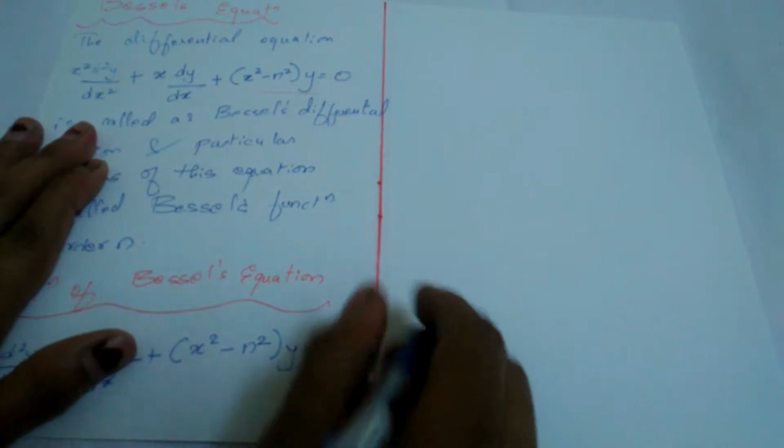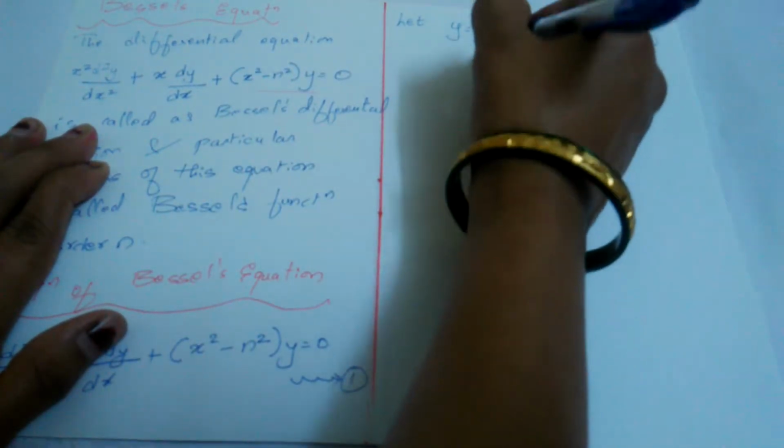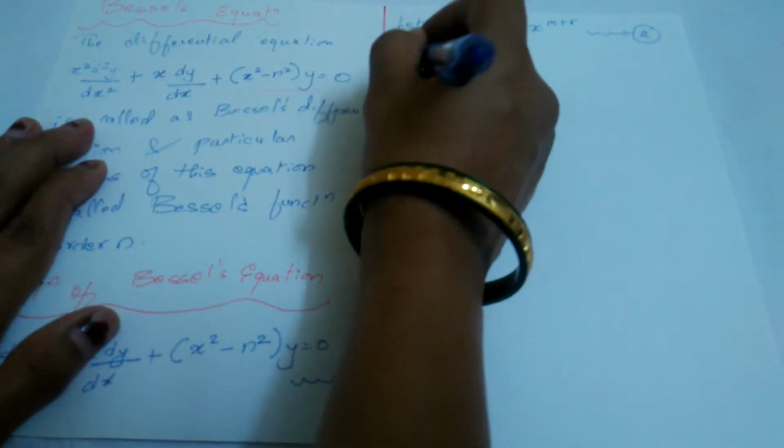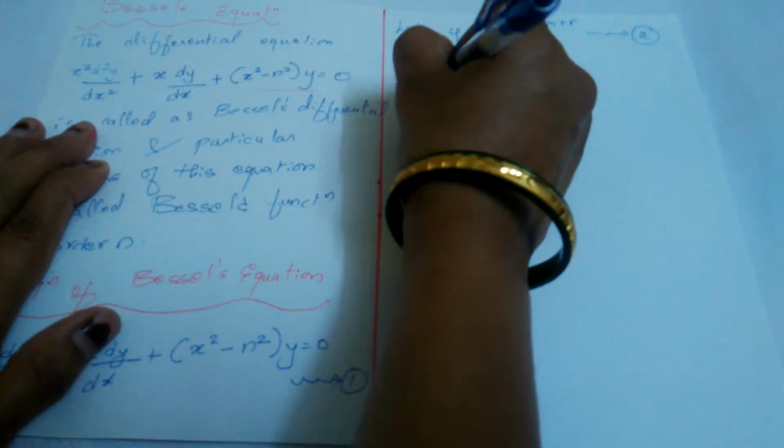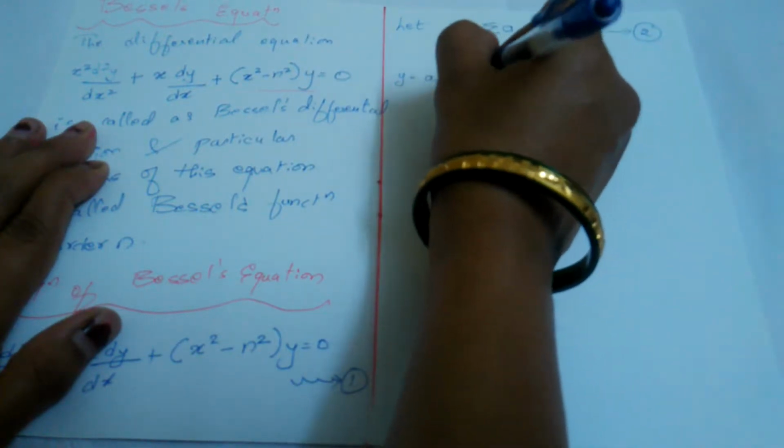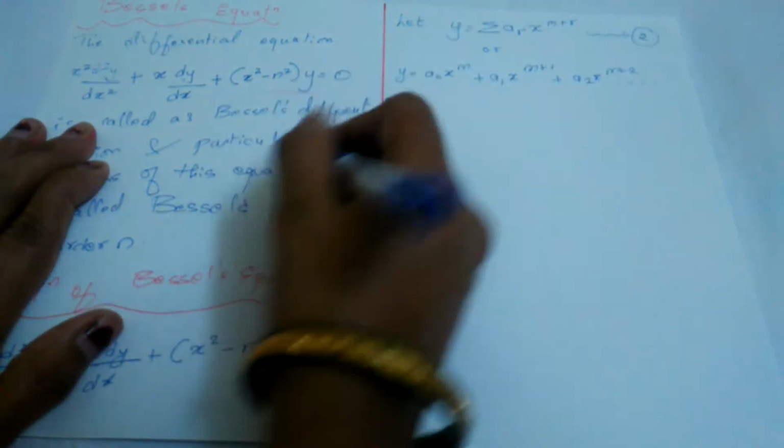Okay. Now let y is equal to summation of a_r x to the power m plus r. Let me denote this as 2. What is this exactly? Summation. You can write this thing in an expanded form. y is equal to a naught x to the power m plus a1 x to the power m plus 1 plus a2 x to the power m plus 2, dot dot dot. It will go on.